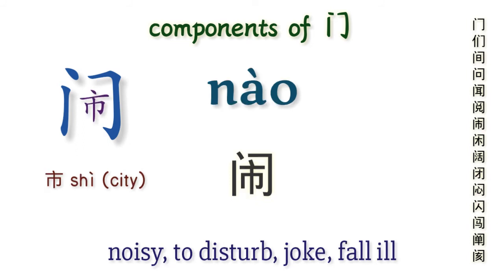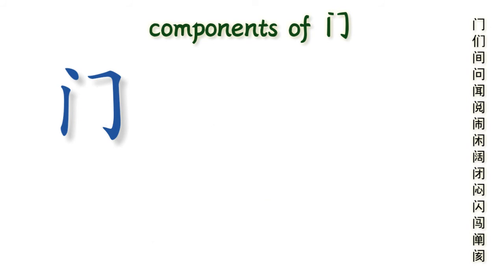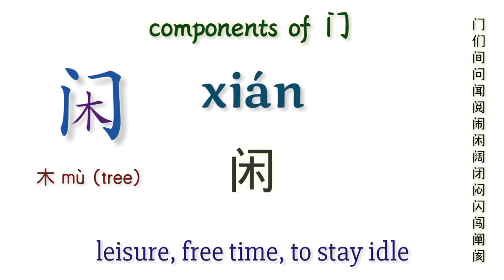Nao. City inside door is nao, and nao is noisy. Yue. To inspect, review, read. Xian. Tree inside door is xian. That means free time or leisure.